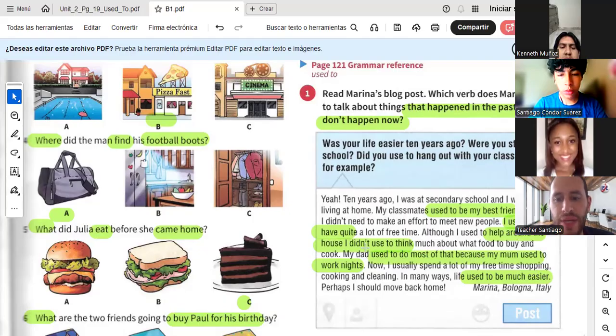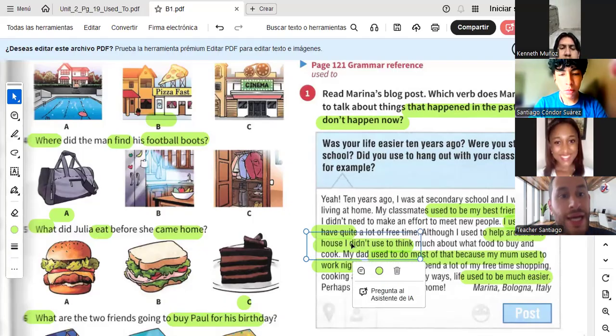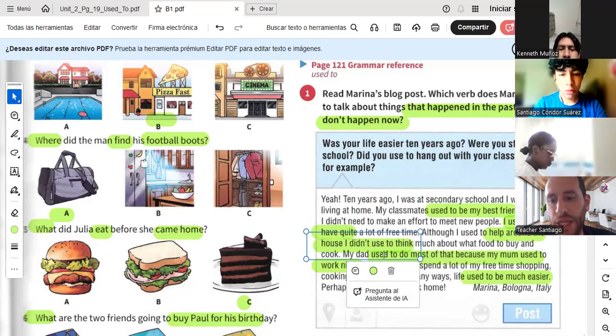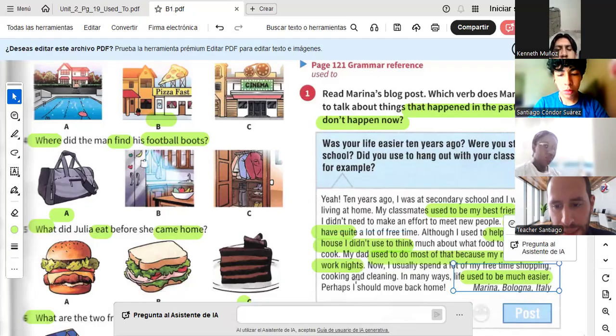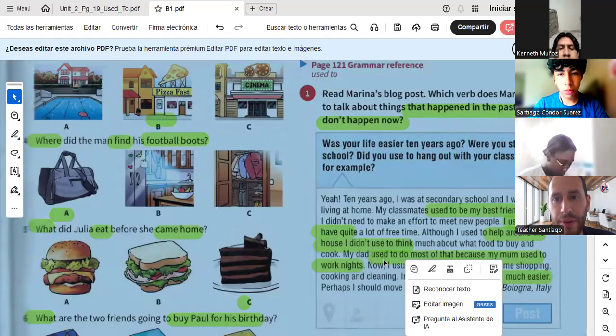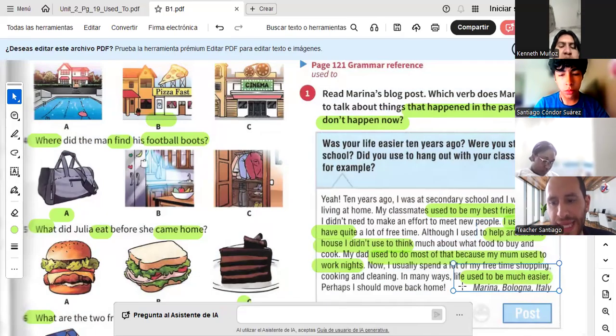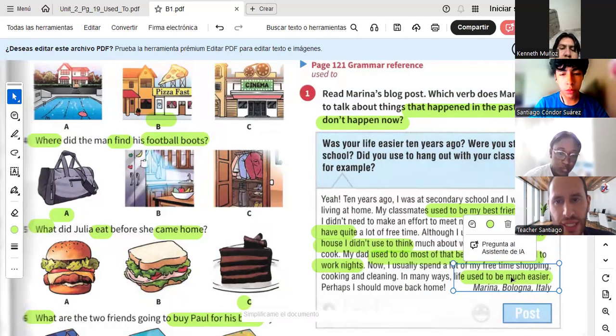I used to help around the house. I didn't used to, miren la forma negativa, didn't y el used ya queda sin la D, to think much about what food to buy or cook. My dad used to do most of that because my mom used to work at night. Now, when we talk about the present, notice we don't use used to. But here it says, life used to be much easier. La vida solía ser más fácil.